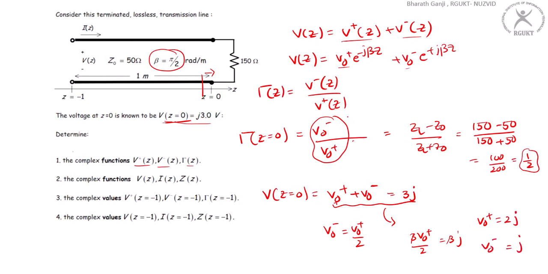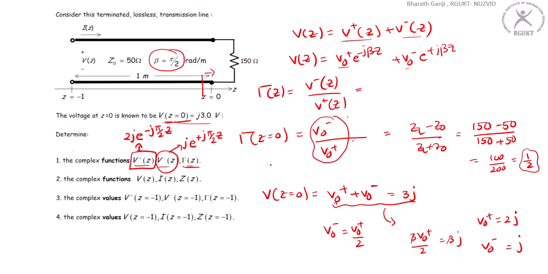So I have the values for v naught plus and v naught minus, so you can see the complex constants I have. From this, can I write the total voltage? The question asks for v plus of z. So v plus of z is 2j e power minus j, beta is pi by 2, so it is minus pi by 2 times z, is one answer, and v minus is j times e power plus j pi by 2 z. And what is tau of z? You need just to divide these two.